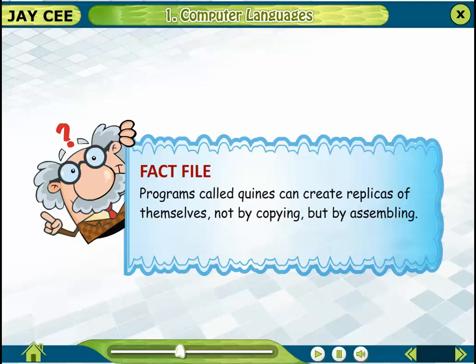Fact file. Programs called quines can create replicas of themselves not by copying but by assembling.